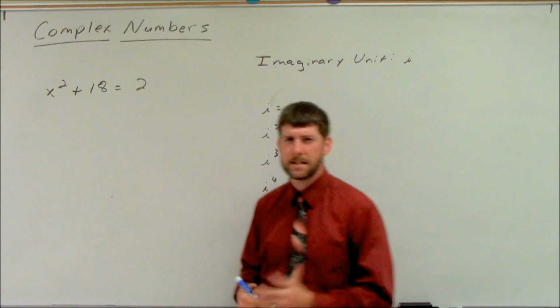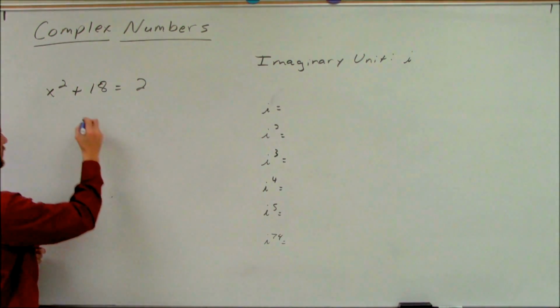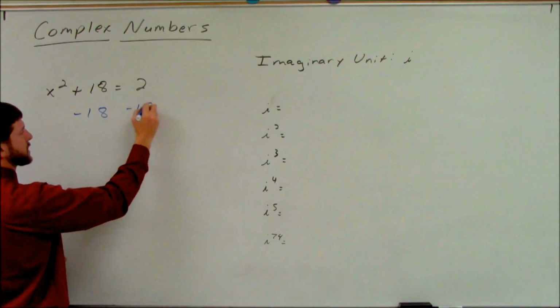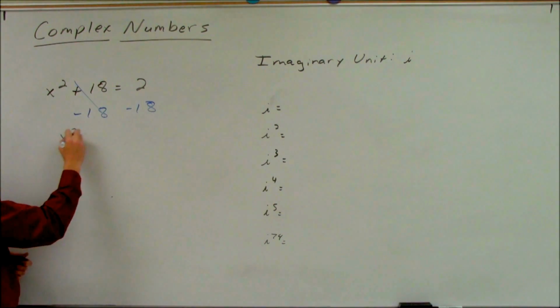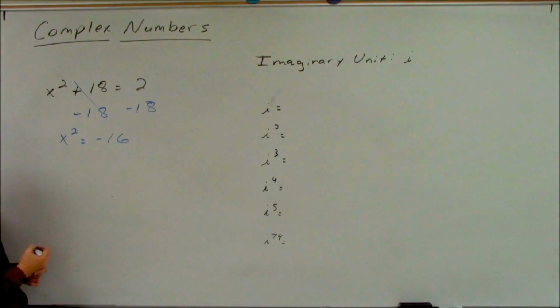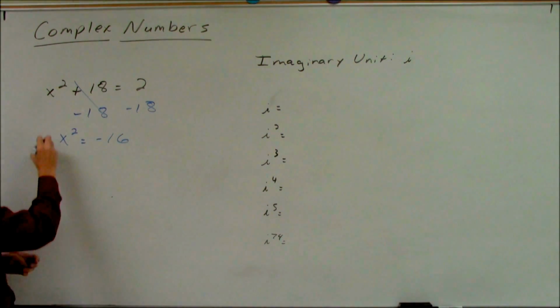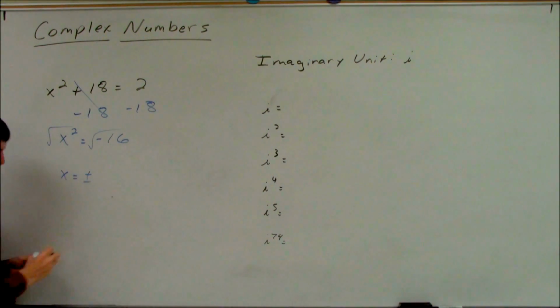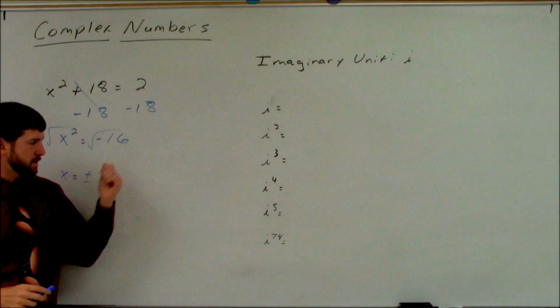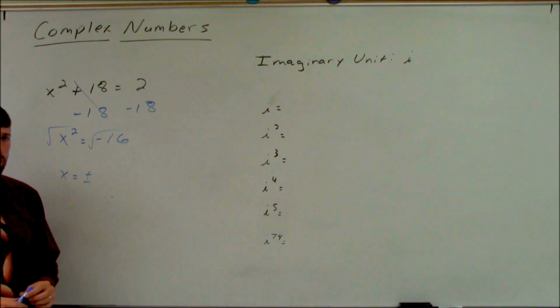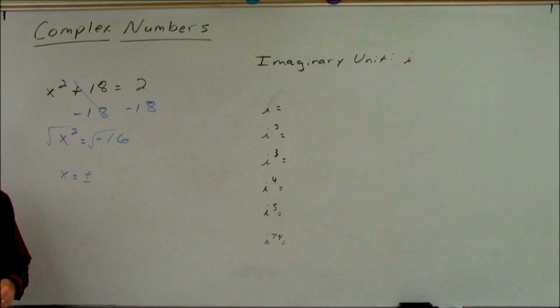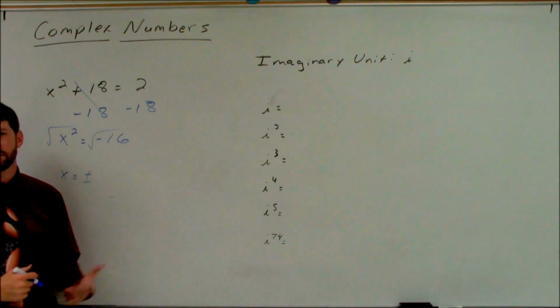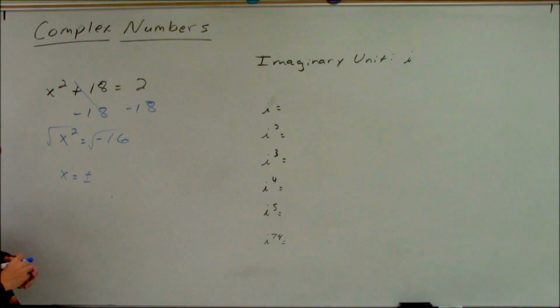Well, we'll just do that by isolating the variable. So I'm going to move my 18 to the other side by subtraction. X squared equals negative 16. We get rid of the square by taking the square root of both sides. X is equal to plus or minus. And then at this point, we have to answer the question. What number squared equals negative 16? What number times itself equals negative 16?